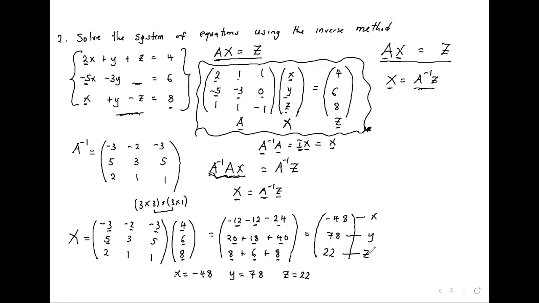If they ask you to use the inverse method, you first write your system in this format, and then find the determinant of matrix A, then find the cofactor, and then arrange them in order to find A inverse. After you have A inverse, you multiply A inverse by Z, meaning by the solution matrix, this one. The answers you get will be X, Y, Z. That's how we use the inverse method.